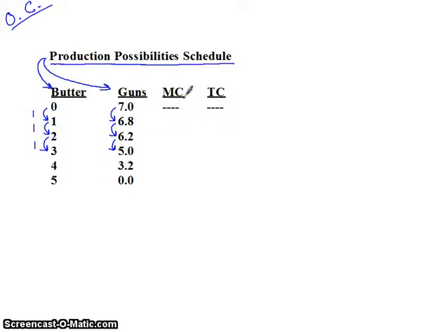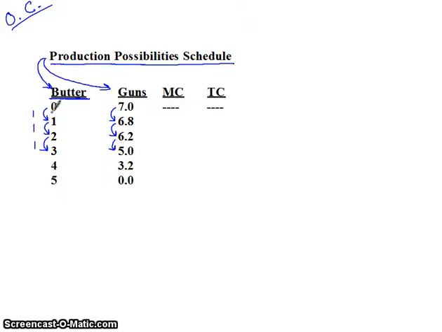Now, we're going to focus on butter. So we're going to say, what is the marginal cost? How many guns does Caruso have to give up for 1 more butter? What is the marginal cost of consuming butter? So let's go ahead and figure out those numbers.